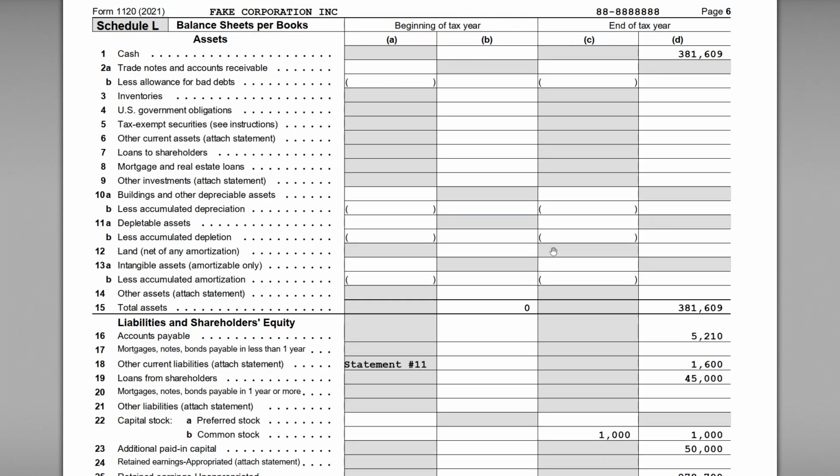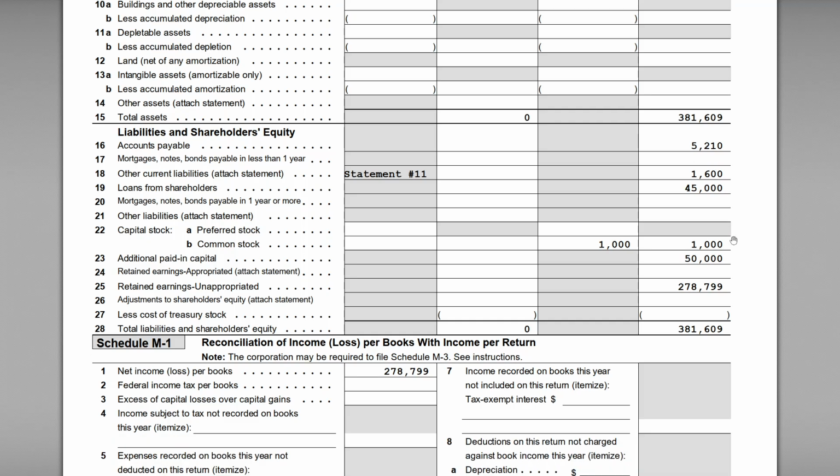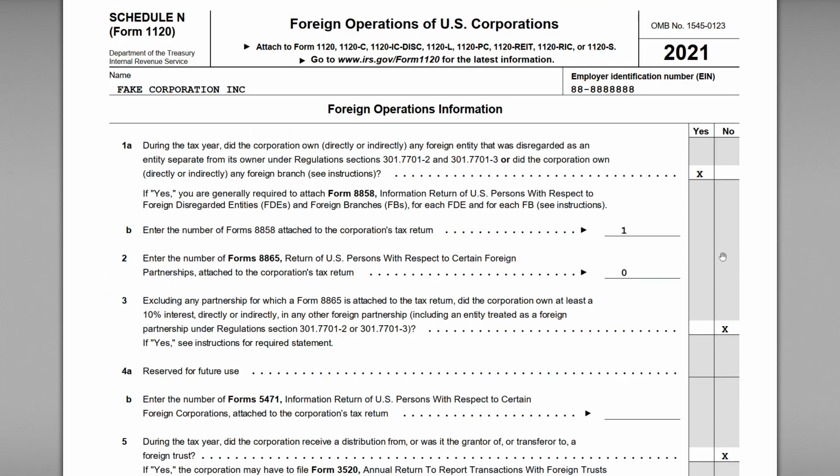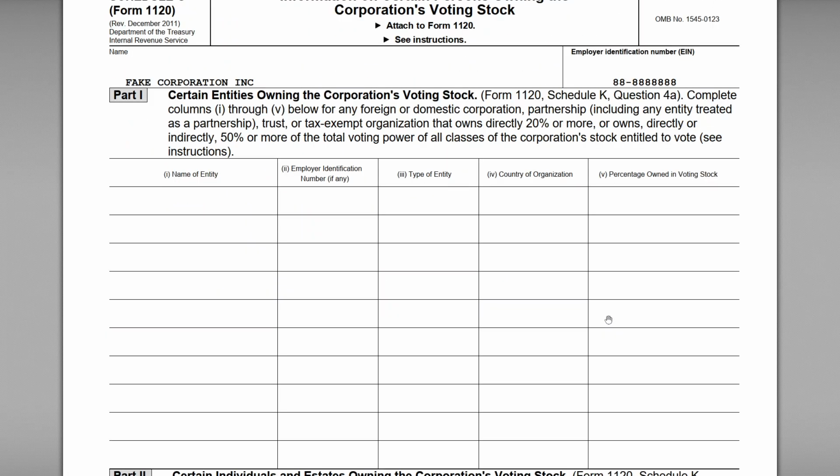Okay, so next page, we have the balance sheet there. Again, a relatively clean, simple balance sheet. We just have some cash. On line 19 here, we can see we've disclosed the loan from the shareholder. Recall that Hans loaned $45,000 of cash to the company. It's just additional working capital. And if we go down, Schedule N, there's the foreign operations disclosure. I'm going to skip through that quickly.